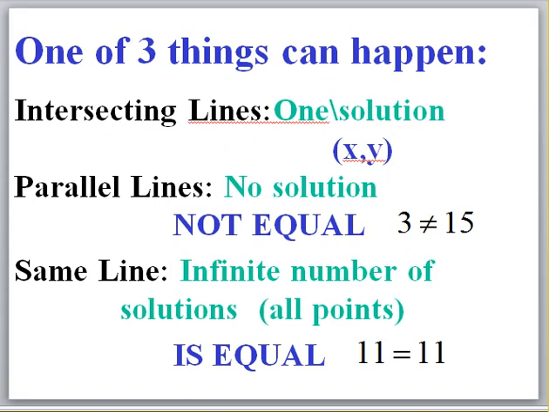You can have intersecting lines, so you could have one solution. You could have parallel lines, which means that there's no solution. You could have the same line, which means infinitely many solutions. So again, when you get a statement that something's not equal, you know there's no solution. If you get something that's equal, then you know that there's infinitely many solutions.